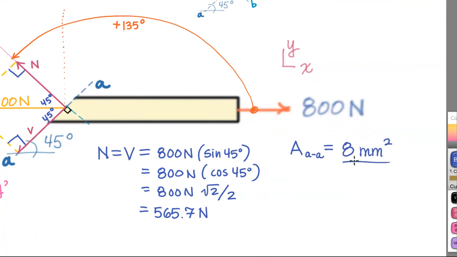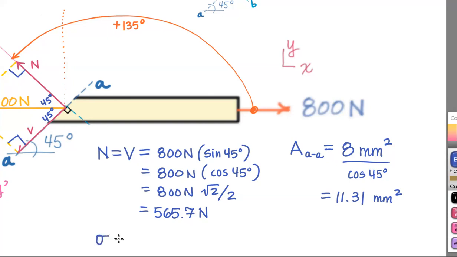Divide by cosine of theta. In our case, that's 45 degrees. Okay. And I'll get you to that one. 11.31 mm² is the value there. All right.